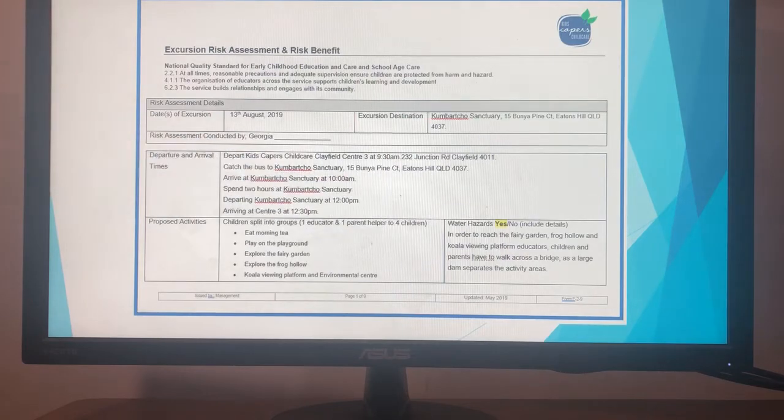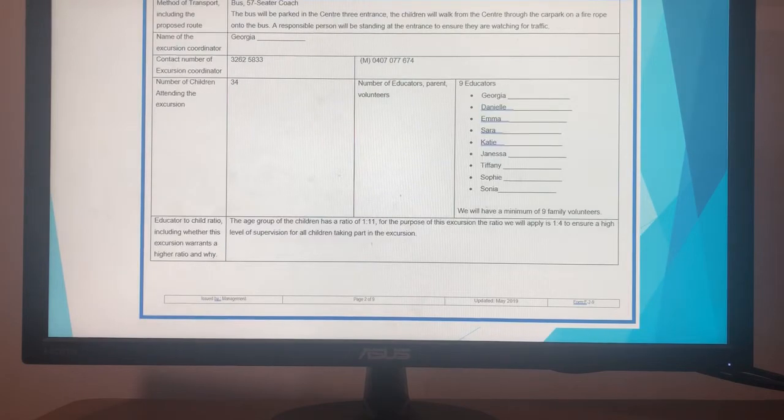Also, we need to identify whether there's a water hazard. If there is, then we identify how we're going to minimise that risk and how the children are going to have access to that water. Next off, we've got our method of transport, and you can see on this example that we've got specifics. So a 57-seater bus, because it's important that we're letting the families know what specific transport that we're taking.